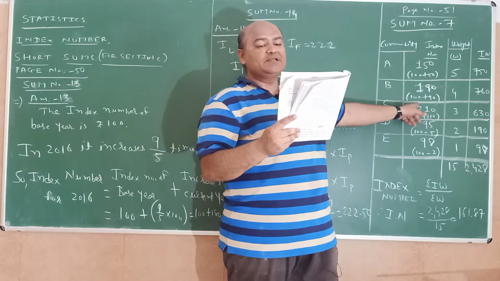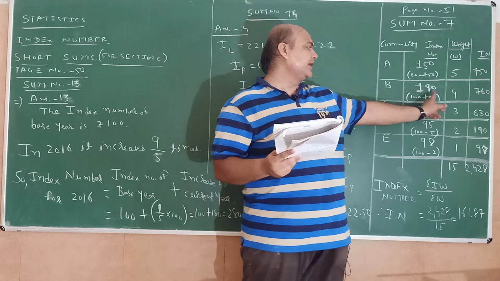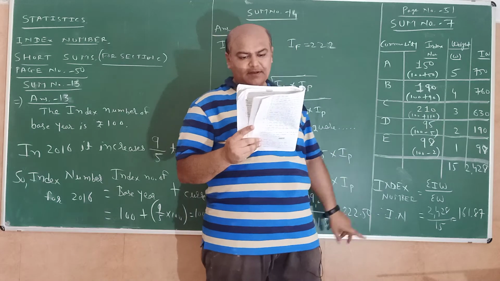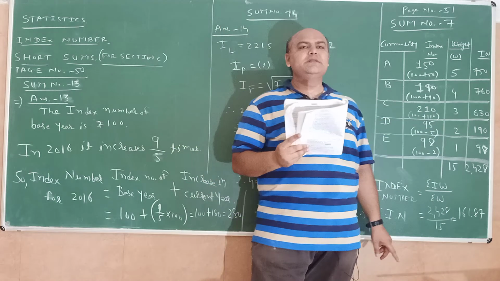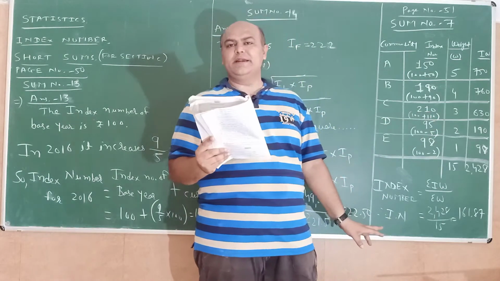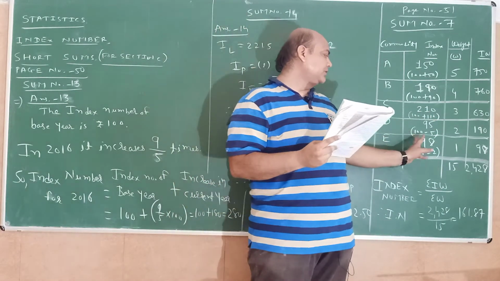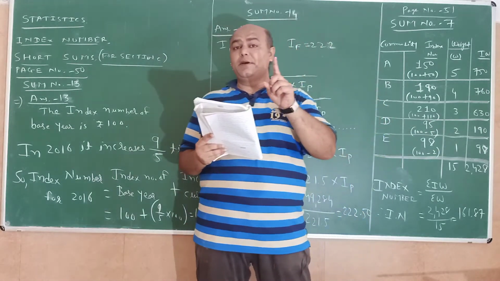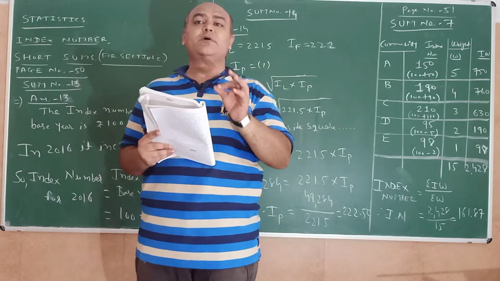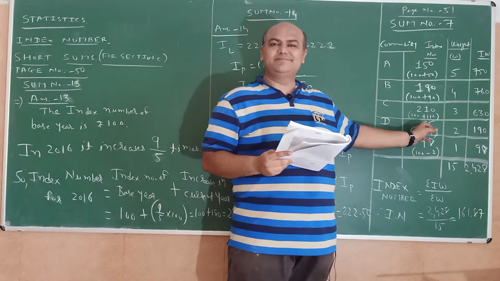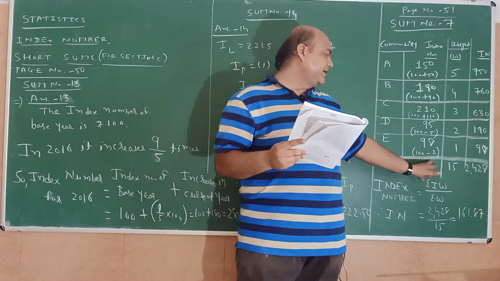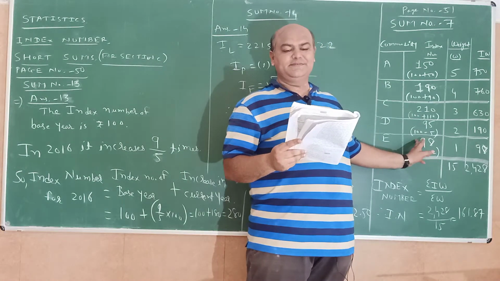The second item increases by 90%. So the index number is 190. How? 100 plus 90. Third, increases by 110%. So 100 plus 110, that is 210. Fourth, it is decreased by 5%. Remember friends, here it is decreased by 5%. So 100 minus 5, that is 95. And the fifth item is decreased by 2%. So 100 minus 2, that is 98.